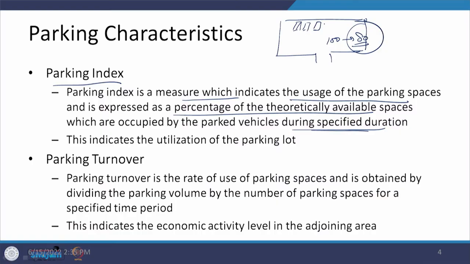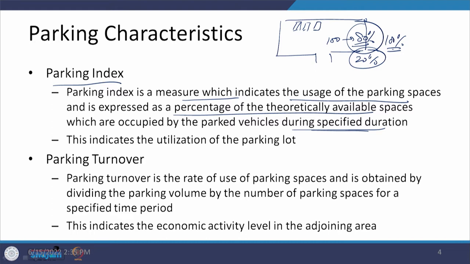But what we need to understand here is that if at the maximum 80% is the utilization, then we have an additional 20% of spaces available in that parking area, which can be used during occasional demands which may happen due to some specific event taking place in the adjoining area. But if it comes out to be 100%, then there is an issue. Now, there is no space available and we have to look for some additional spaces to take care of those occasional demands.